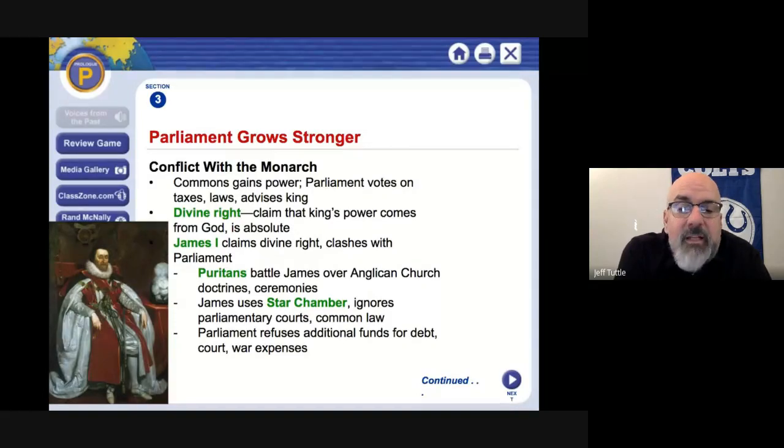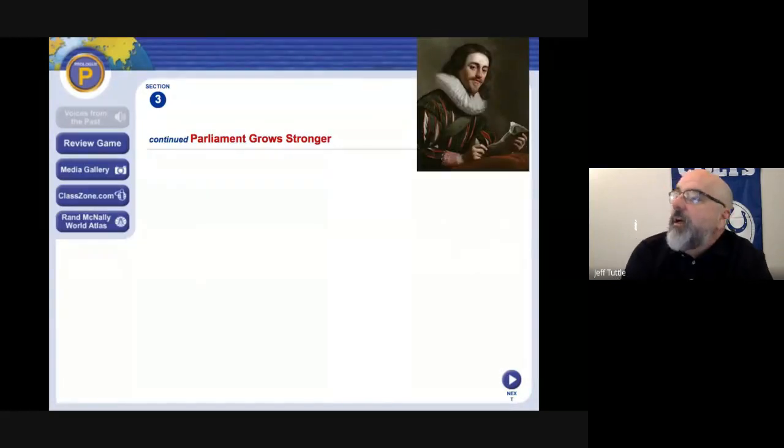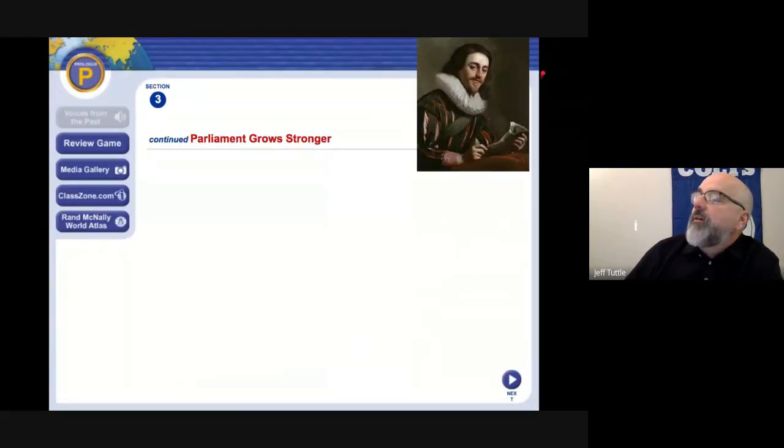So he's able to raise money all different kinds of ways and rule without Parliament until he dies. Okay? And then he does die, and his son becomes king. And there's his son, kind of a harmless-looking fellow. Right? And that's Charles I.